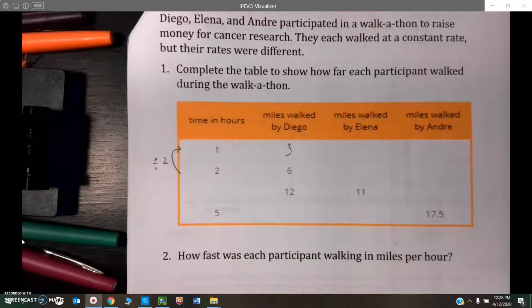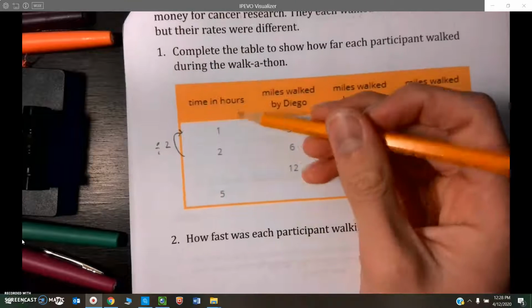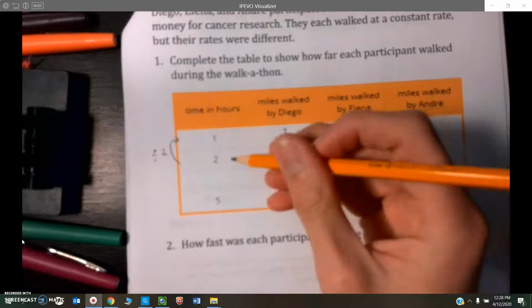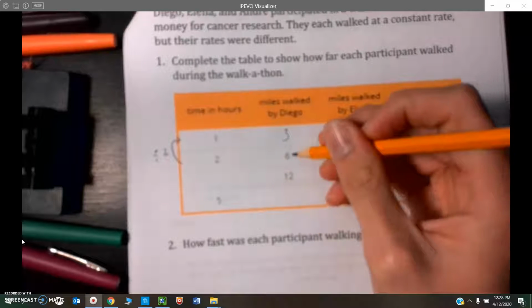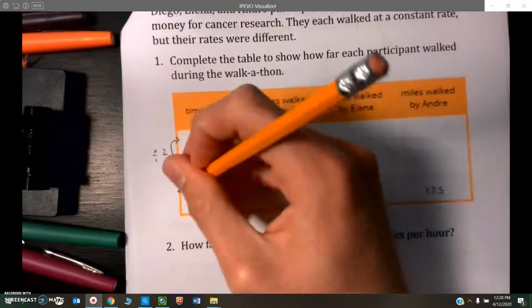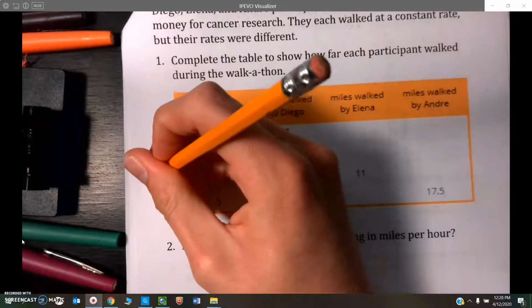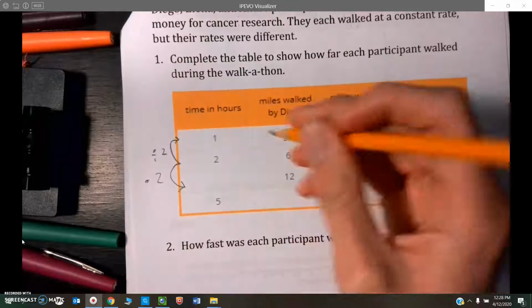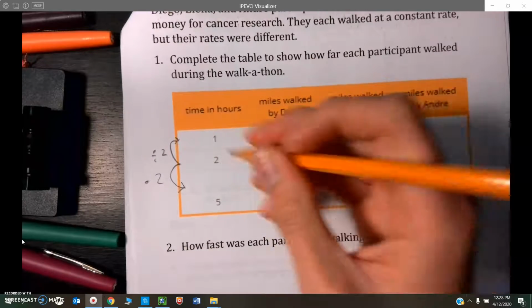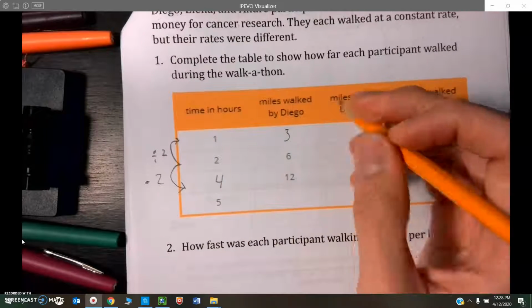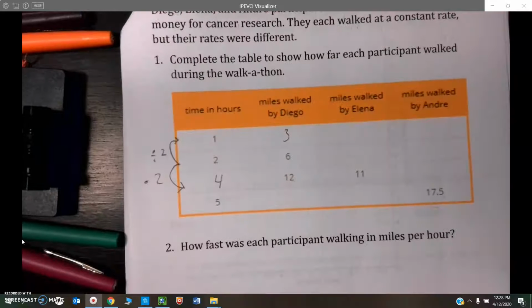how many hours? So let's look at this row again. To get from 6 to 12, I'm multiplying by 2. So to get from the second row to the third row, I need to multiply all of my values by 2. So that would mean that he walks 12 miles in 4 hours.